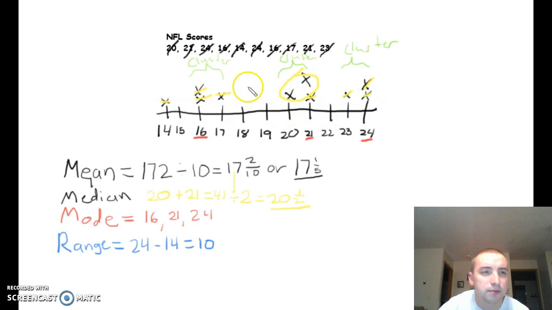We also have some gaps. And that simply means that we have places where there is absolutely no data. So like a gap, there's a gap at 18 and 19, which is the biggest gap, and you could also say there's a gap at 22 and 15. Okay. So there's a little bit about the line plot, and now it's your turn to practice.